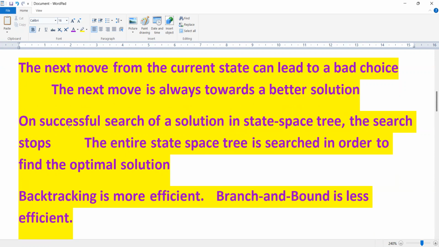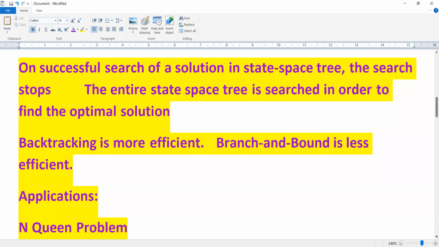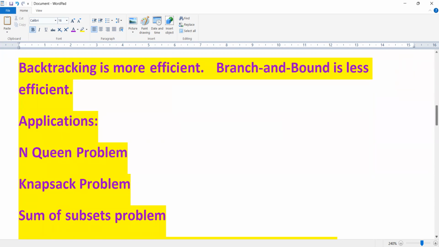Next, fifth point: on successful search of a solution in the state space tree, the search stops in backtracking. In branch and bound, the entire state space tree is searched in order to find the optimal solution. Backtracking is more efficient, but branch and bound is less efficient.